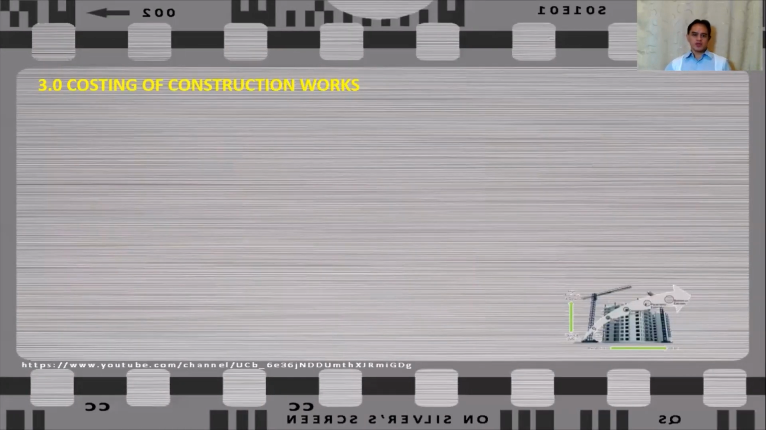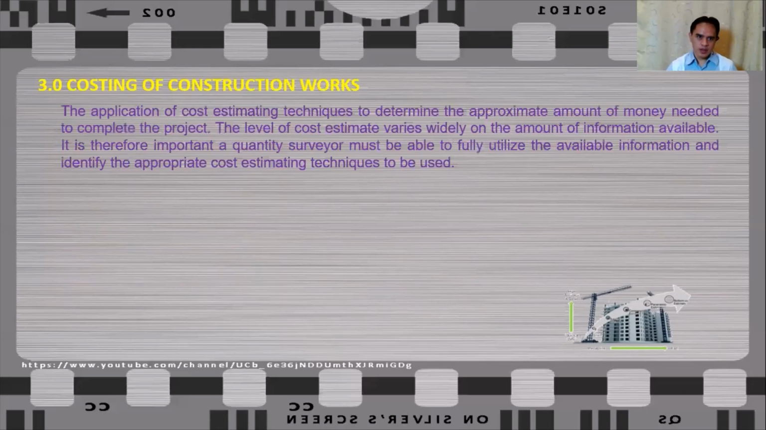Now let's go to costing of construction works. The costing of construction works is defined as the application of cost estimating techniques determined to approximate the amount of money needed in order to complete the project. So the level of cost estimate varies widely on the amount of information available. Therefore, as a quantity surveyor, it is important that you must be able to fully utilize the available information and identify the appropriate cost estimating techniques at a particular stage.